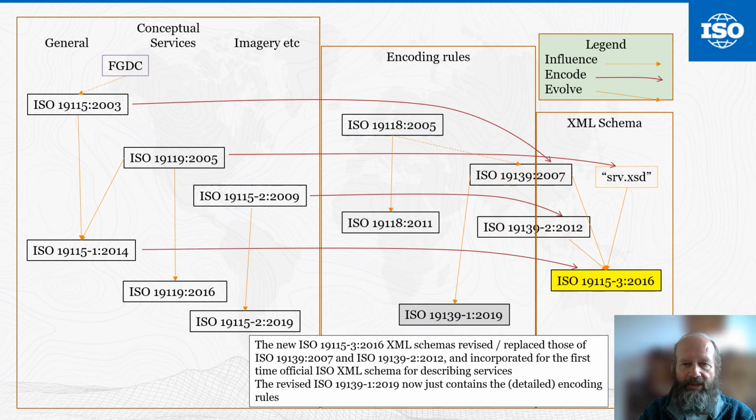So when we revised the schemas to produce ISO 19115 Part 3, we took the opportunity to bring together the schemas that were in 19139 and Part 2 of 19139 and also to pull in the SRV schema. So this gives an overall one-stop shop standard for the XML encoding of all of that metadata. Of course, it's still a large and complex schema. At the same time, that meant a revision of 19139 to take out the XML schemas themselves and just leave the detailed encoding rules for creating XML schemas from the UML logical models.